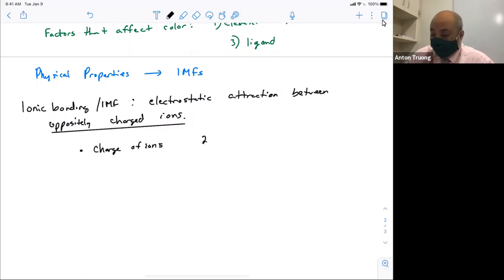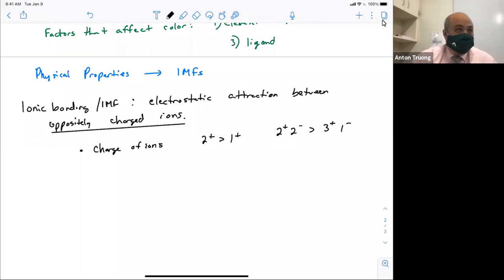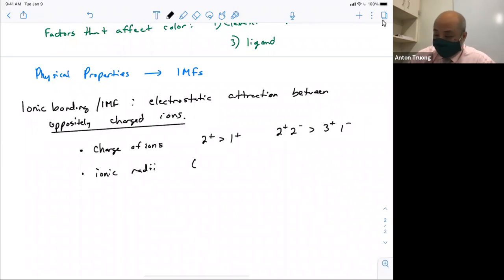So a 2 plus is greater than a 1 plus. A 2 plus and a 2 minus is greater than a 3 plus and a 1 minus. Generally, you're doing the product of the two charges. And if those are all the same, then you use ionic radii as a tiebreaker. The smaller, the stronger the attraction.